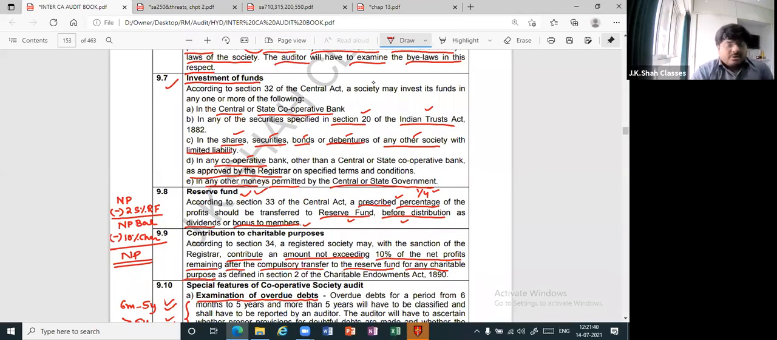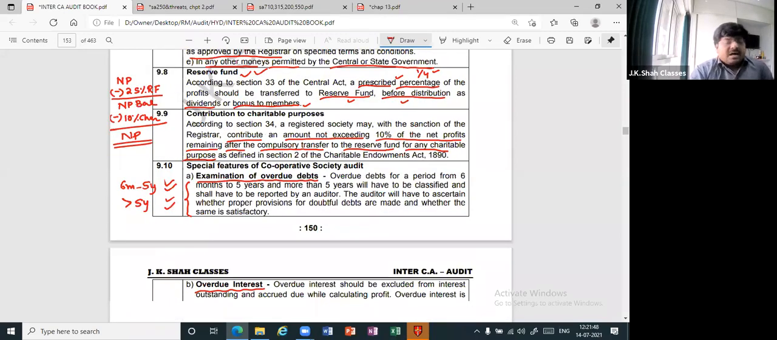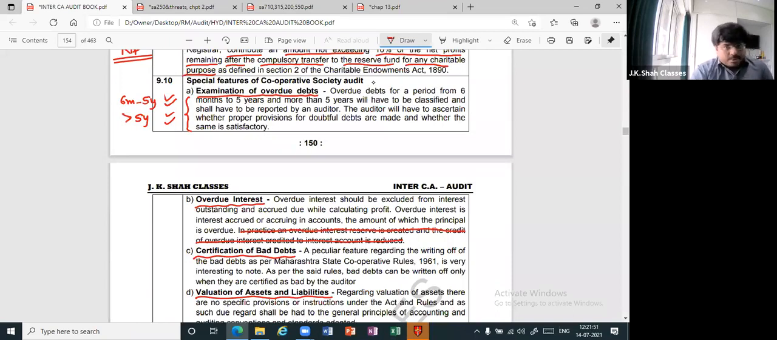Thereafter, ultimately, you also have to give certain money for charitable purposes, which is a maximum of 10% of the profit which is remaining after the transfer to the reserve funds. Okay. Thereafter, there are certain special features, very simple. Ultimately, if there is any debt which has become overdue, then it has to be classified.